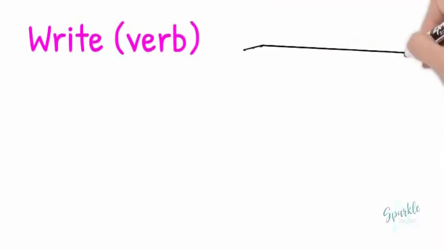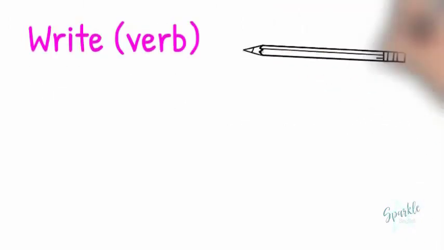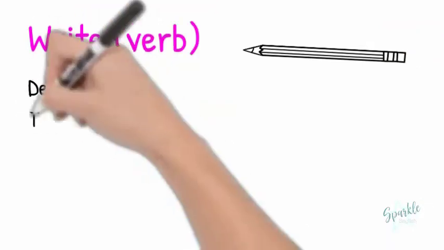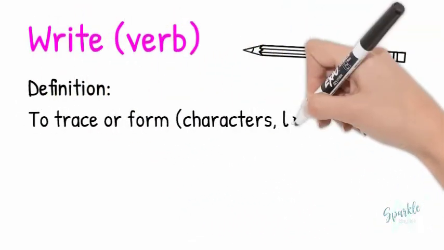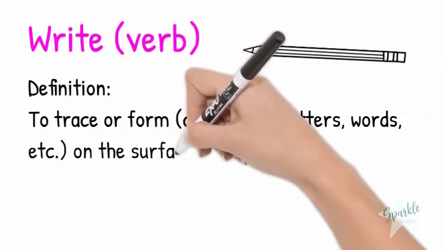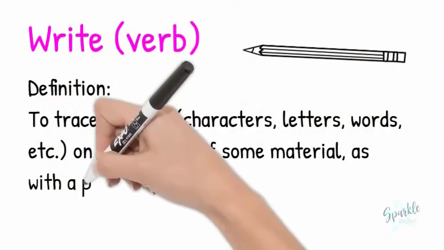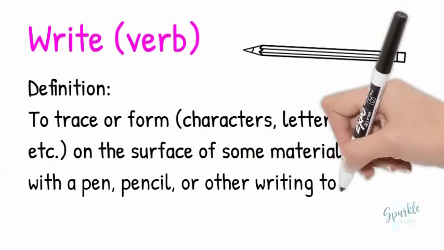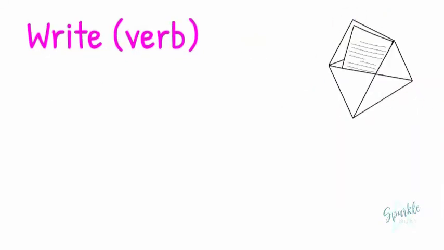Write, spelled W-R-I-T-E, is a verb and means to trace or form characters, letters, words, etc. on the surface of some material, as with a pen, pencil, or other writing tool. Let's look at some examples.